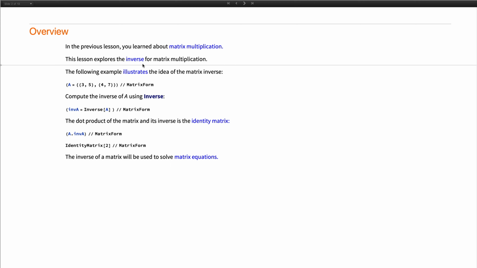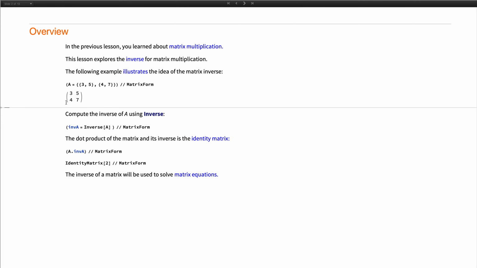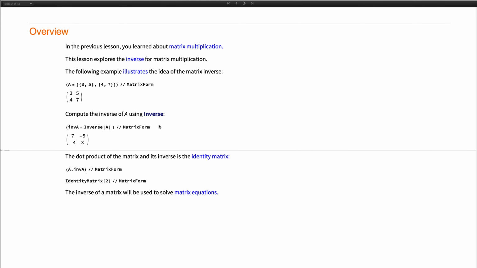Just like you have the inverse of a number or a reciprocal, we also have the notion of an inverse for matrix multiplication. Here's an example that illustrates the idea. Let's say you have a 2 by 2 matrix A, with first row 3, 5, and second row 4, 7. Then you can compute the inverse of the matrix using the Inverse function in the Wolfram Language, and you get back another 2 by 2 matrix.